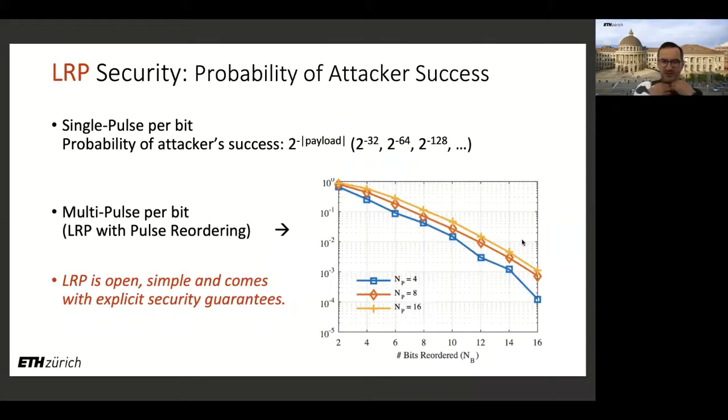The security of LRP is actually relatively simple to analyze, at least in the single pulse per bit mode. The probability of attacker success is essentially proportional to the number of pulses that you exchange. In the multiple pulse mode with pulse reordering, the game is a little bit more complicated. It depends on how many bits you interleave and so on. But it's all public, so it can be analyzed, and it comes with, I would say, explicit security guarantees.